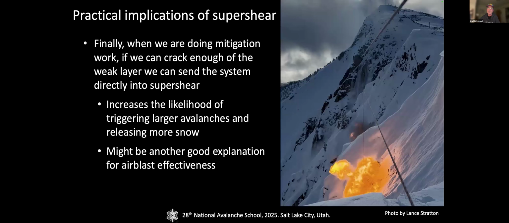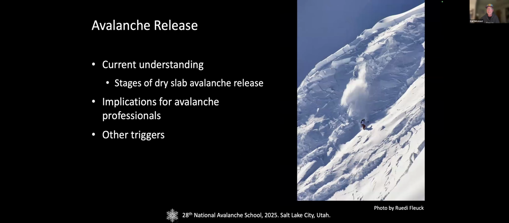All right, a little more. Another practical implication of super shear is when we're doing mitigation work, if we can crack enough of the weak layer, in other words, if we can break it over that super shear distance, then we can send the system straight into super shear without that initial crack propagation phase. And that increases the likelihood of triggering larger avalanches and releasing more snow. And that might be another good explanation for air blast effectiveness.